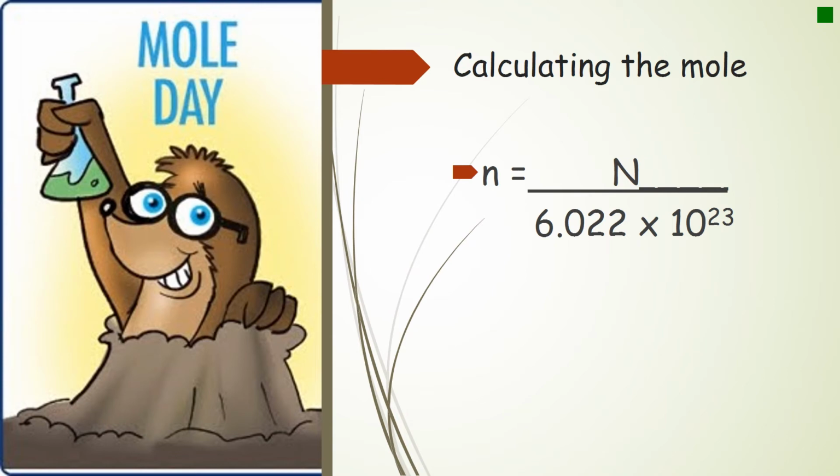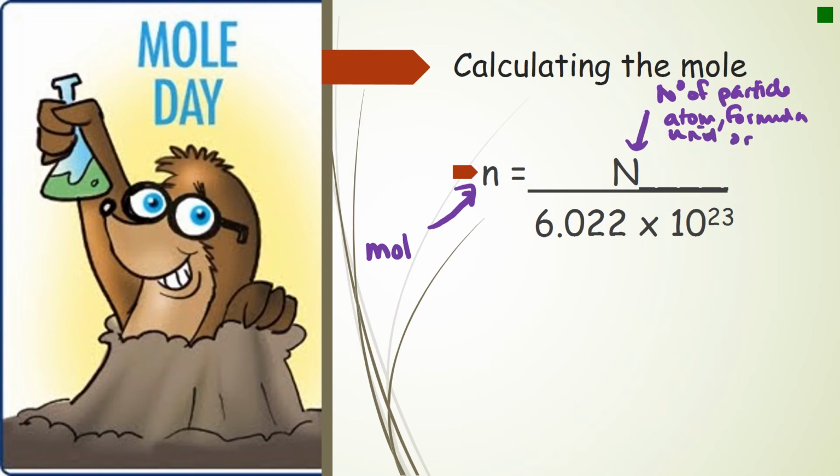Now, from the simple proportion, chemists have come up with a very simple formula to allow you to calculate the number of moles. And this formula is number of moles equals big N over 6.022 by 10 to the 23. Now the little n, if you remember correctly, represents moles. The big N represents the number of particles. Now a particle could be an atom, it could be a formula unit, or a molecule.